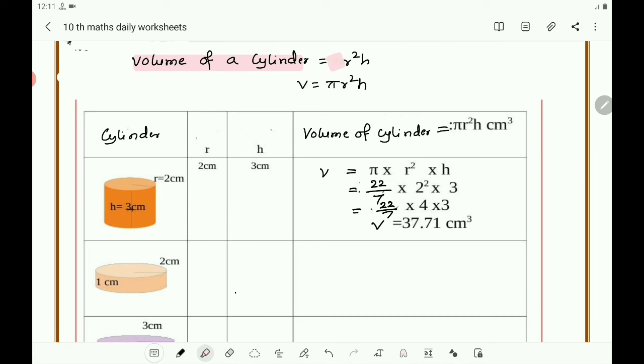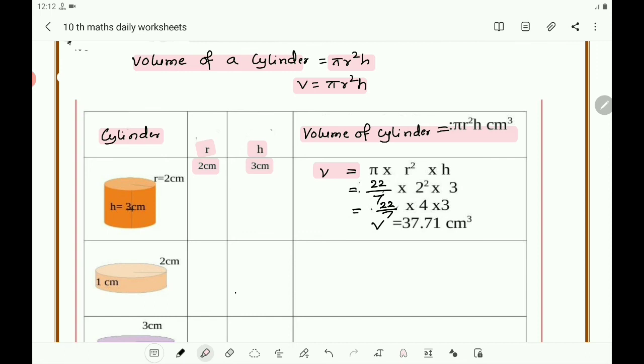Volume of a cylinder equals pi r square h. Here also r is the radius, h is the height. That is V equals pi r square h. Children, here r and h are given. Find the volume of the cylinder by using that radius and height. Here it is a column for cylinder, a column for r, a column for h, and a column for the volume. Here you take the value of r and here the value of h, write the formula for V and calculate the volume.